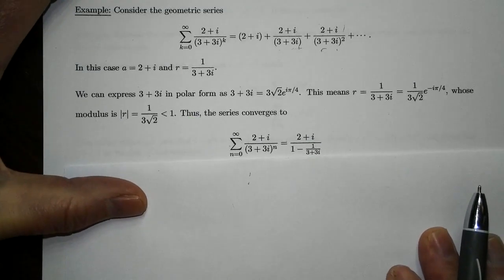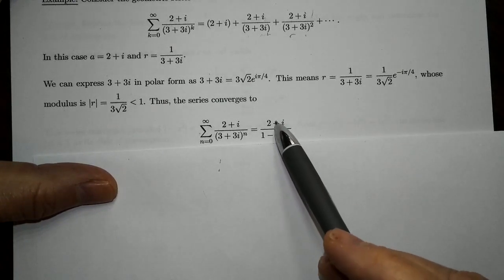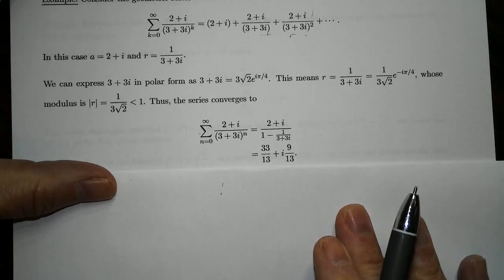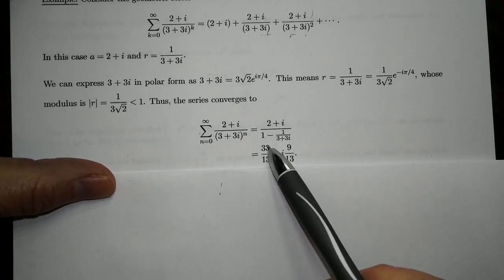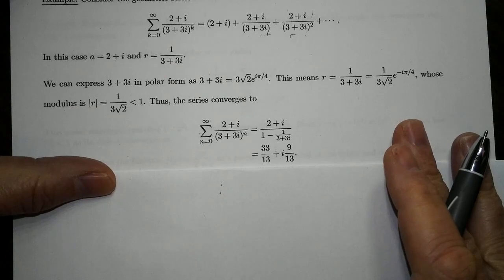It converges to a over 1 minus r. Now this looks a little bit messy. I'm going to leave out some details, but you can simplify this and actually show that it simplifies to 33/13 plus i times 9 over 13.